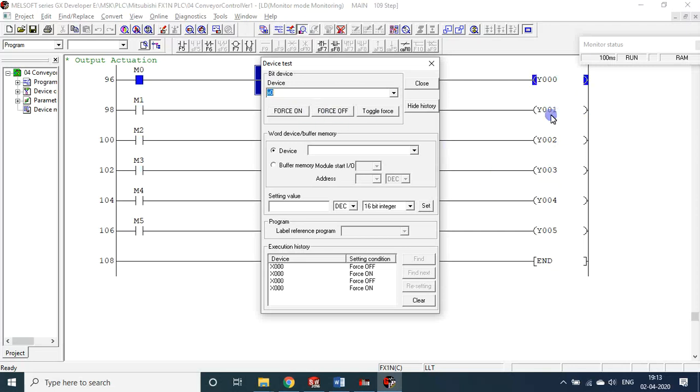Force on and force off. First motor, then after 1 second, after 1 second, after 1 second, after 1 second. 5 seconds all on. After that, Y5 off. After 1 second, Y4. After 1 second, Y3. After 1 second, Y2. After 1 second, Y1. Finally, Y0 after 1 second.